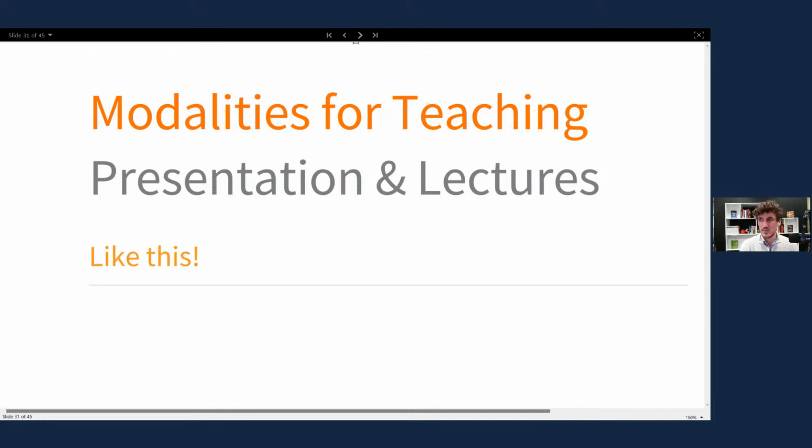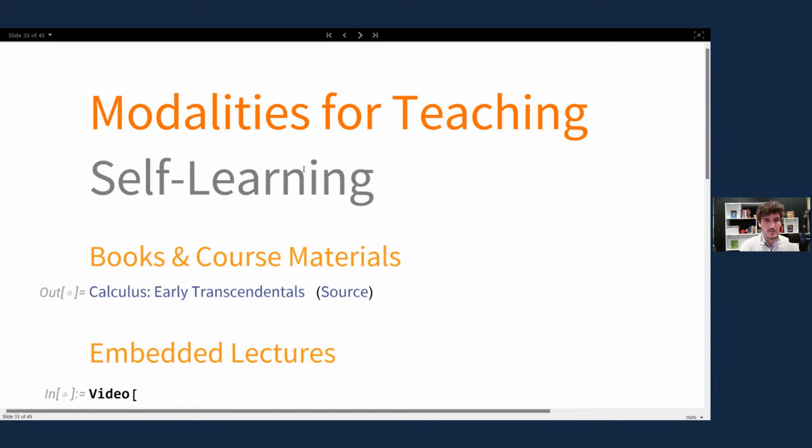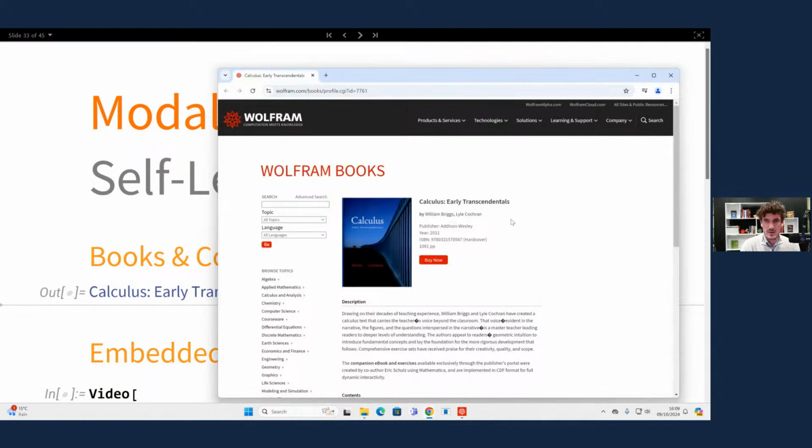So this is a reminder that this whole thing has taken place inside a notebook. And there are opportunities for self-learning. It happens more often than I thought that people release the notebooks corresponding to actual textbooks. So if you follow this link, it will take you to this page of a calculus textbook that is available both as a hard copy and as a computable notebook format.